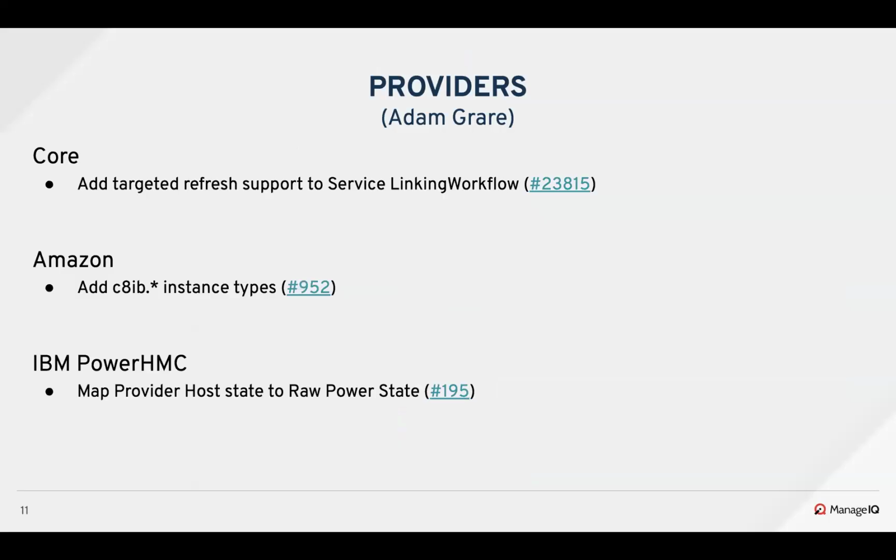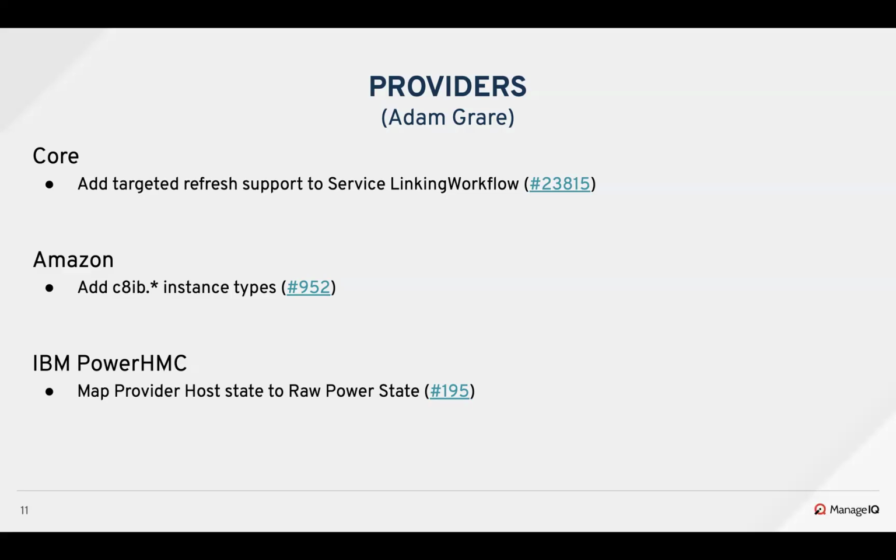Thanks, Elsa. For core this sprint, we added targeted refresh support to the service linking workflow. This is a job-based state machine which is used by customers if they provision VMs not through ManageIQ, but they still want to link them to ManageIQ services. And we discovered that it was doing full refreshes and on larger environments, some people were hitting timeouts on the job execution time. So if your full refresh was taking longer than 5 minutes, it would never be able to link it to the service. So we added targeted refresh support. Amazon, we added a few new instance types of the C8 IB flavor type.